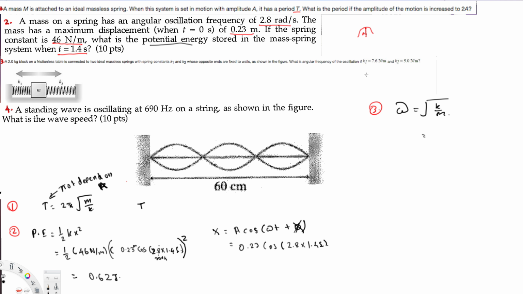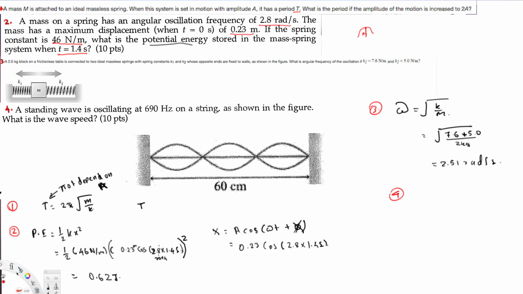Whenever they give two constants like this, we simply add them together. So this is going to be 7.6 plus 5.0, divided by the mass, that's 2 kilograms, and that gives us 2.51 radians per second, and that is going to be the angular frequency. Let's do the fourth question.